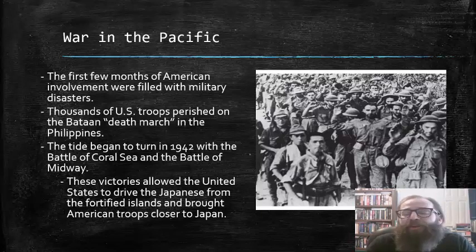The tide began to turn in 1942 with American victories at the Battle of the Coral Sea and the Battle of Midway. These victories allowed the United States to drive the Japanese from many fortified islands throughout the Pacific and slowly but surely brought the American troops closer to the Japanese mainland.